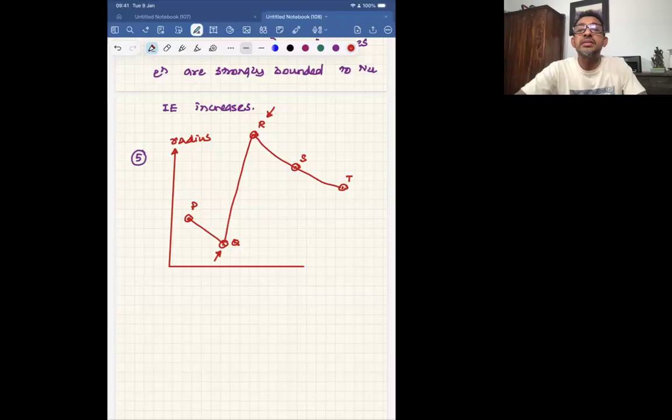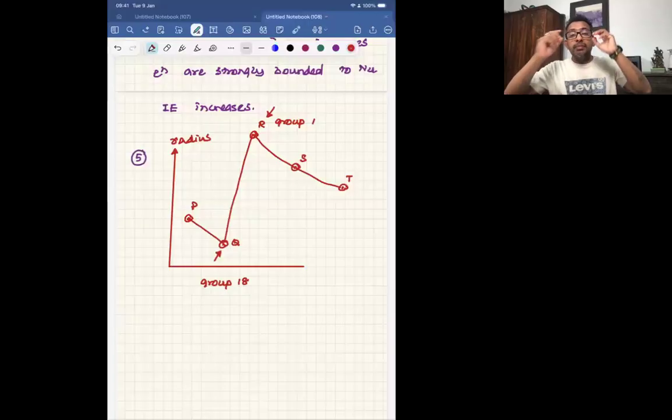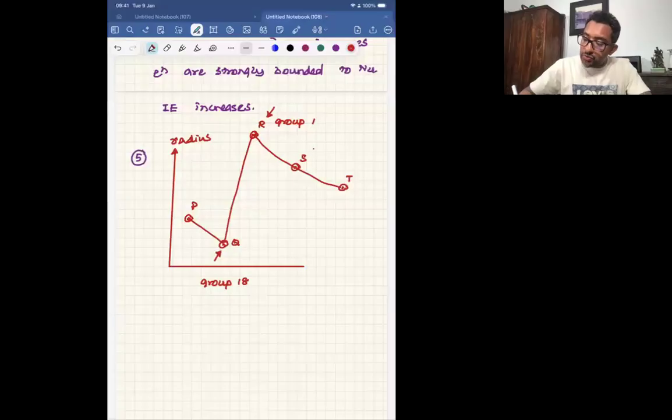How come the radius decreases? Your question should be complete. Very good, group 18 and group 1. Maximum is in group 1. Minimum is in group 18. If this is group 1, this should be group 2, this should be group 13. If this is 18, these are consecutive elements, so it's 17. That is how the variation takes place.